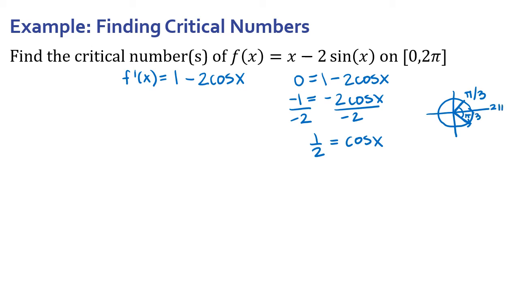So this would be like taking 2 pi and subtracting pi over 3 to find that other angle value. And if you need a refresher on angles, please feel free to reach out. We have lots of videos in the trig playlist that can help out with that. So that would be 5 pi over 3. So this means that the derivative will equal 0 when x is pi over 3, or when x is 5 pi over 3.